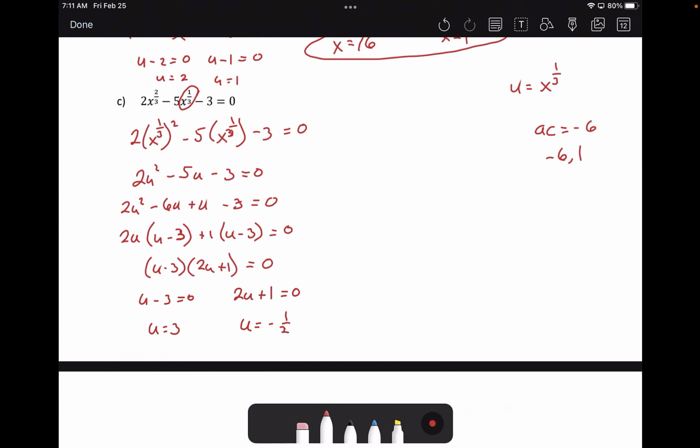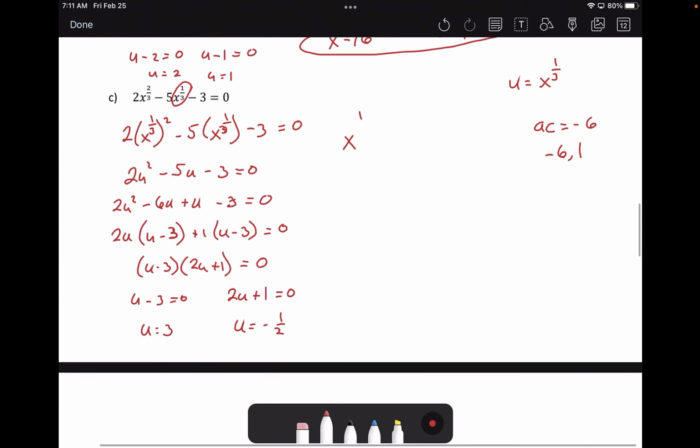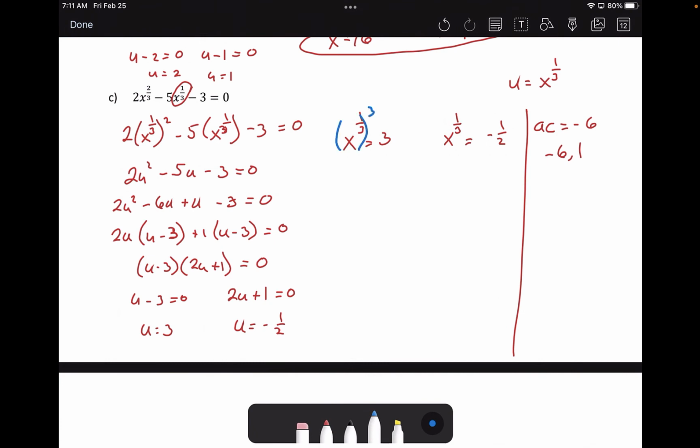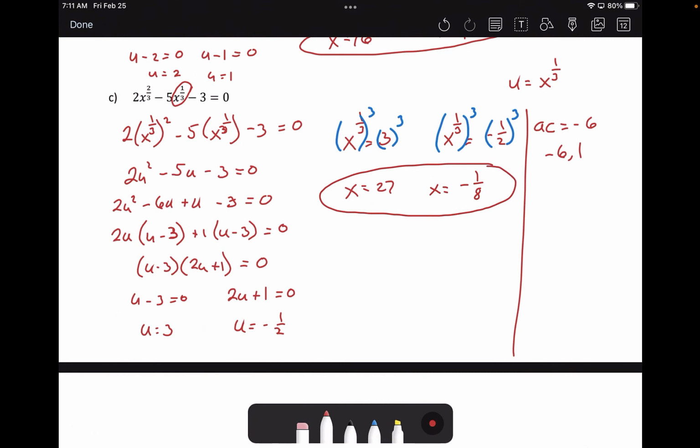Keep in mind, we don't want u, we want x. So we're going to go back and resubstitute that. So we have x to the 1/3 equals 3 and x to the 1/3 equals -1/2. Cube both sides to get x by itself, and we get x equals 27. The right equation, again, we'll cube both sides, and we get x equals -1/8. Keep in mind, it's a good idea to check your answers.